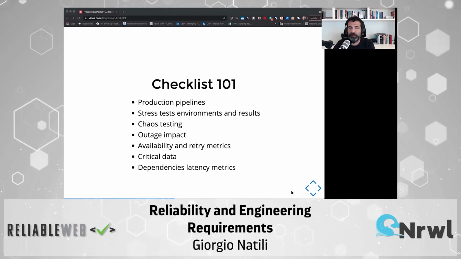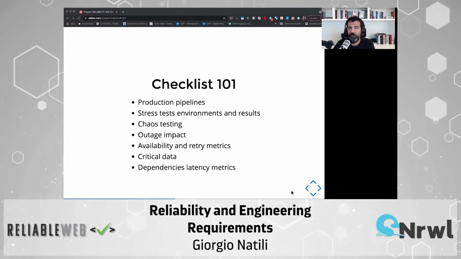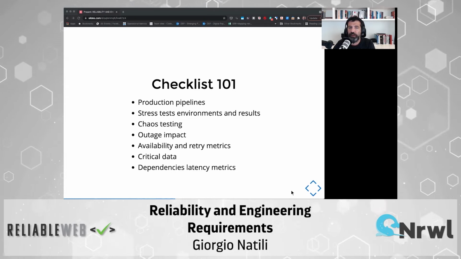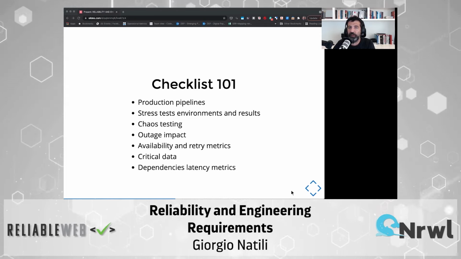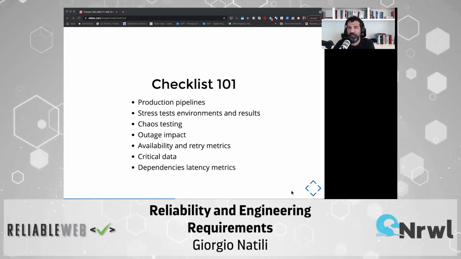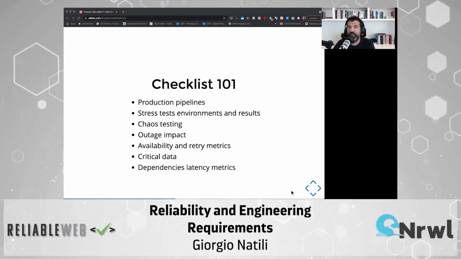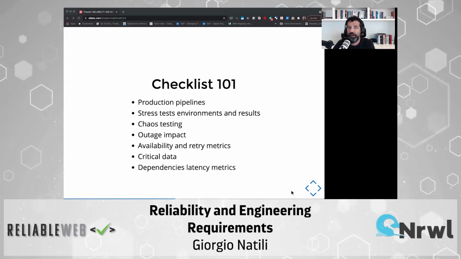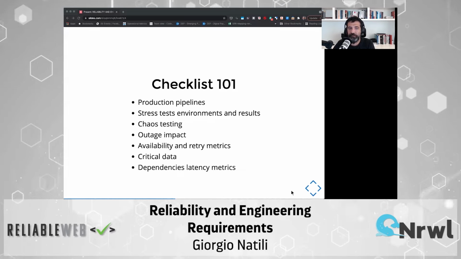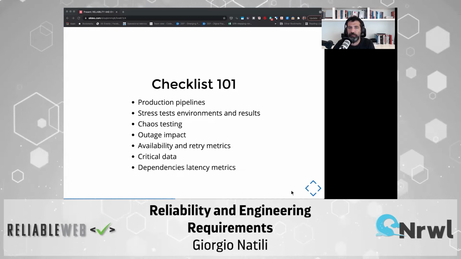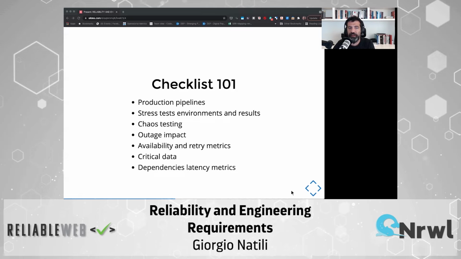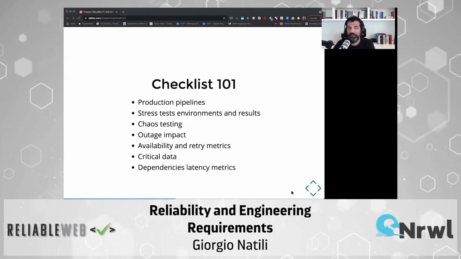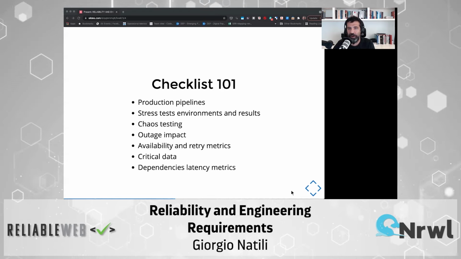A very simple checklist would be, for instance: Which are the production pipelines? What are the stress test environments? What are the results, if chaos testing has been applied? What is the impact of the outage of a system? What are the availability and retry metrics of each service of a system? How is the system or software handling critical data? What are the dependencies, latency metrics, and how do they impact your latency?